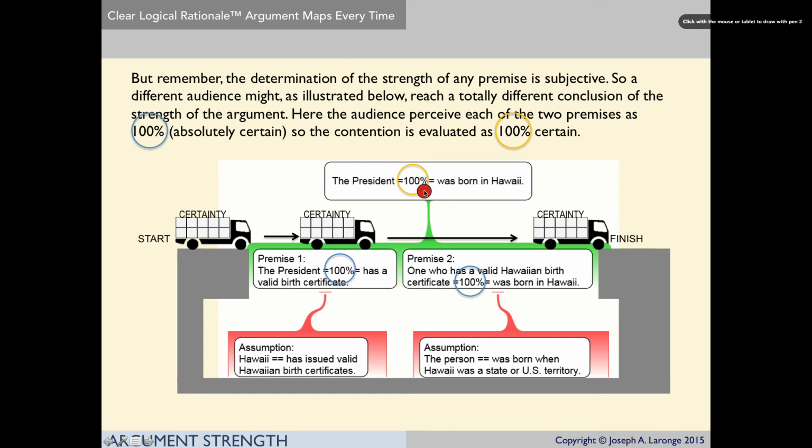Now these are just heuristics to think about how weighing the strength of an argument happens. It actually can be more complex than this, but this is a good way to begin to think about it.